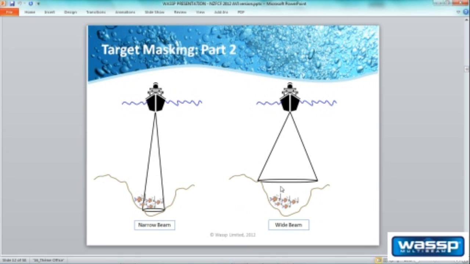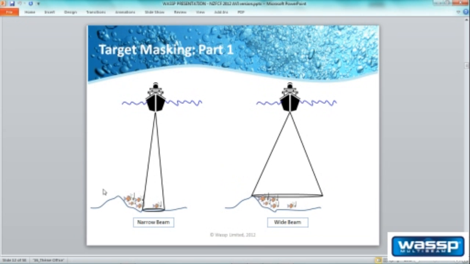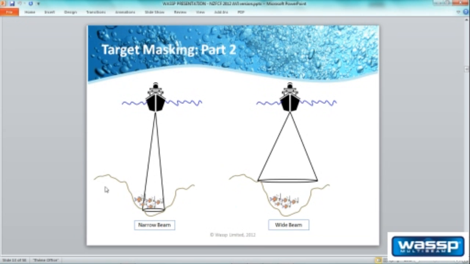So if we look at this scenario over here, we're looking at part two of target masking. Here we can see a similar scenario. This time, rather than having a pinnacle, as was the case in the previous image, we now have a gully of sorts or a hole. And here we can see that the narrow beam can see into the hole, and that the wider beam can't. Once again, where it makes contact with the seabed, any part of the beam, it will show that as the depth, and everything else is absorbed into the bottom echo.